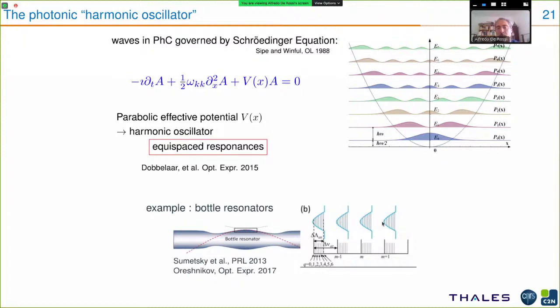And the property of the harmonic oscillator is that the modes are all equispaced. This is interesting because, as you will see in a moment, I just want to mention that there are other ways to demonstrate a parabolic photonic potential, for instance, in this kind of bottle resonator that is made by tapering a fiber. The modes are the whispering gallery modes that are circulating around this fiber.